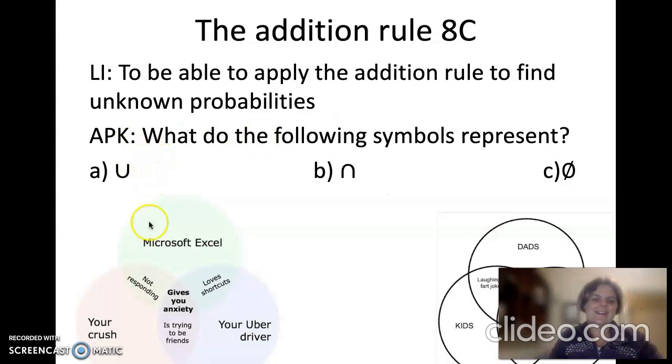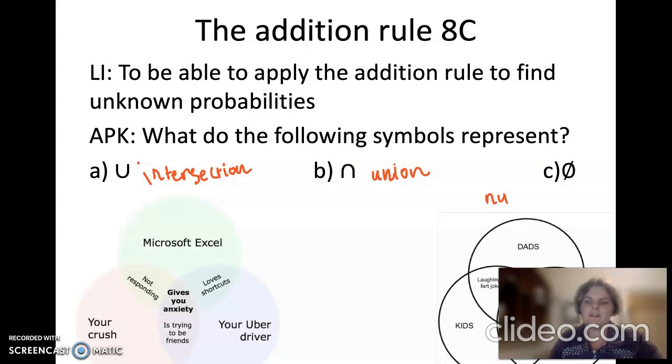So this one is the intersection. This one is union. And this one is the null set, which means an empty set. Not quite the same as zero, as it's not having zero in a set, because zero is a number. It's literally having nothing in the set.